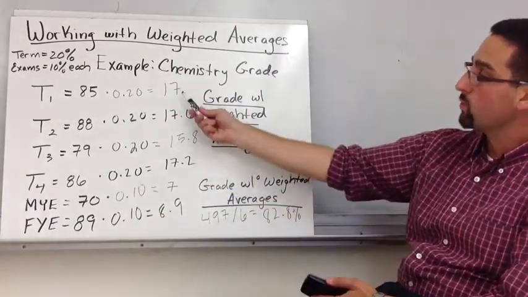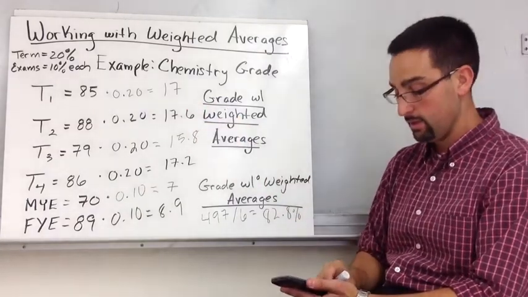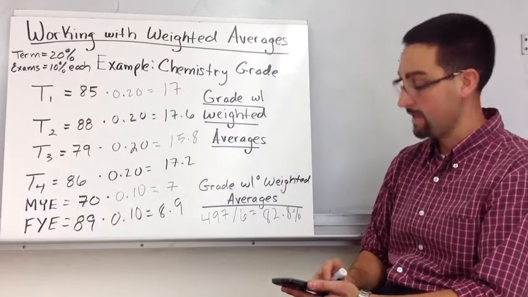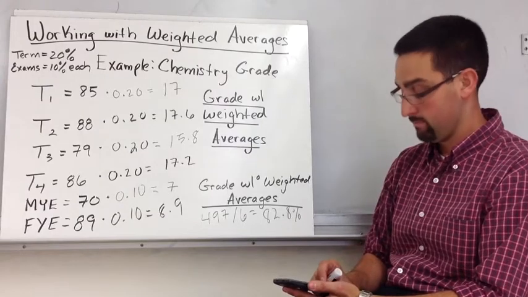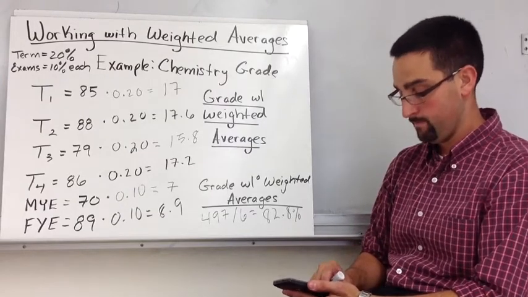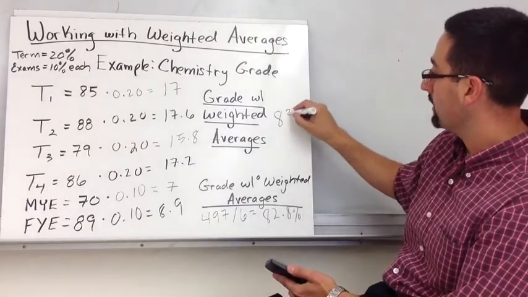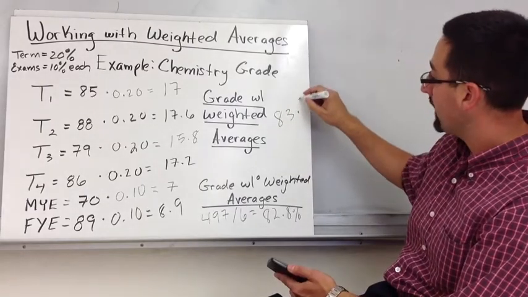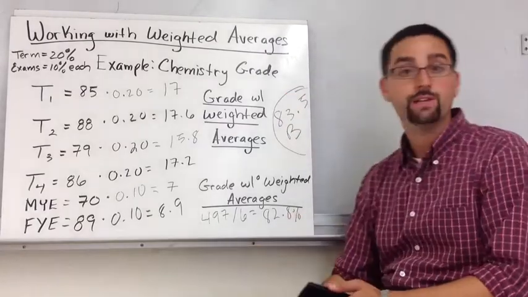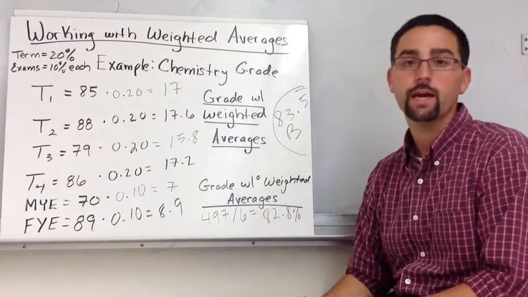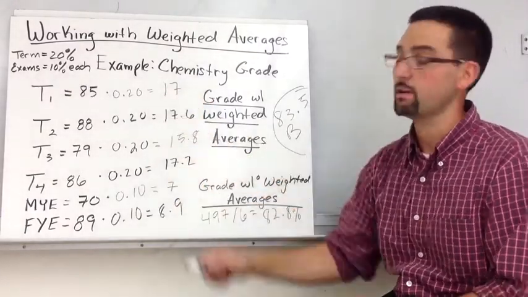I'm going to add up these scores here, 17, 17.6, and that's going to give me the student's average on a weighted scale. Okay, it's going to be an 83.5. So this person has a B, and this person has a B minus. Now they're close, okay? And that's because the weights are pretty close to each other, 20% and 10%.